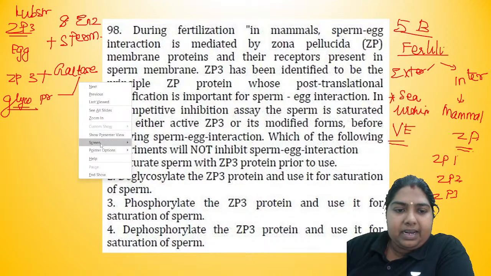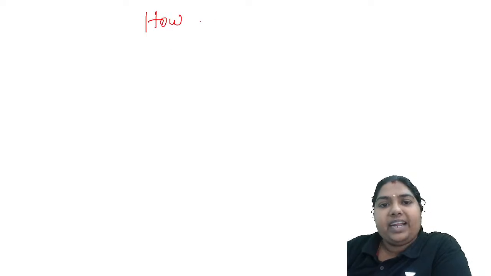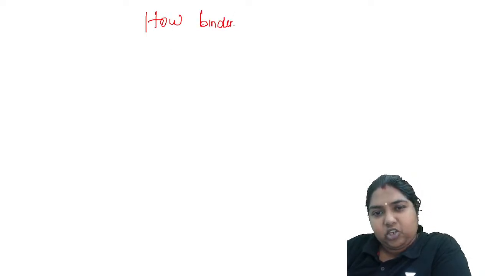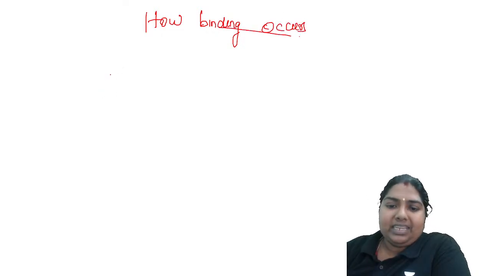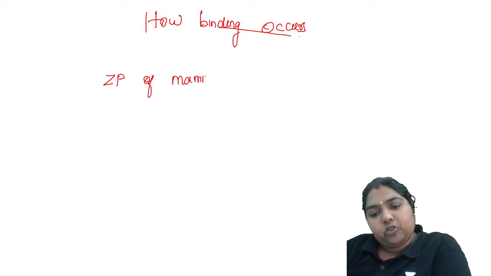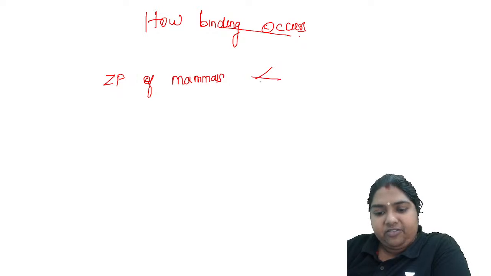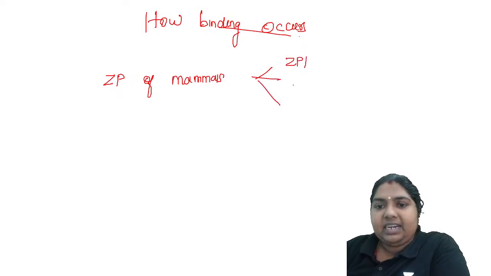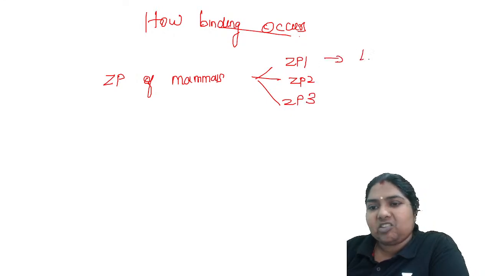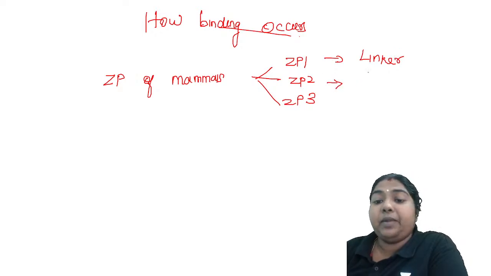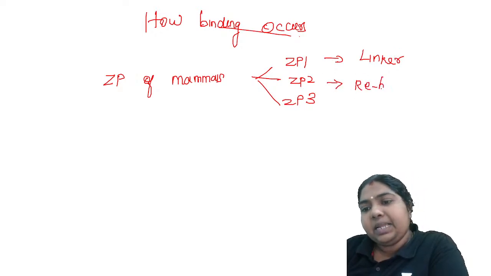Is this concept clear? Should I tell you one more time how this binding occurs? One more final time I'll tell you, then you can take this question easily. I am telling how this binding occurs. In this Zona Pellucida of mammals, you are going to have three components, ZP1, ZP2, ZP3. This ZP1 is called a linker, not much importance.